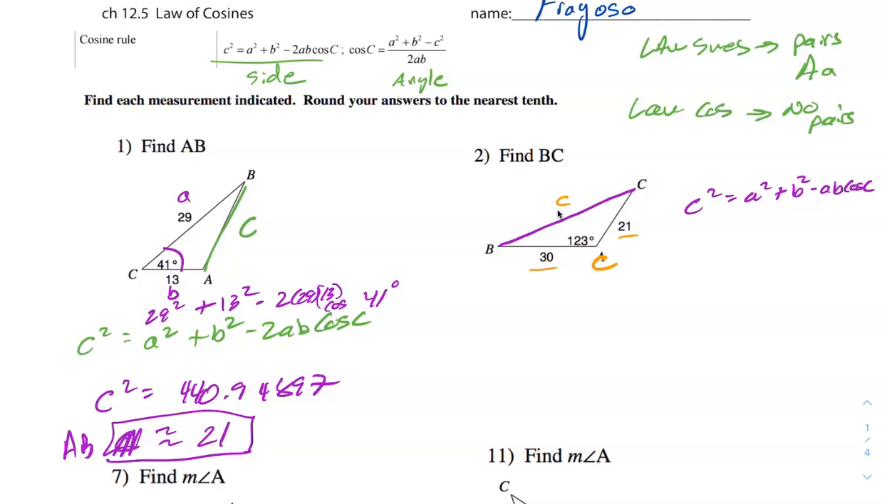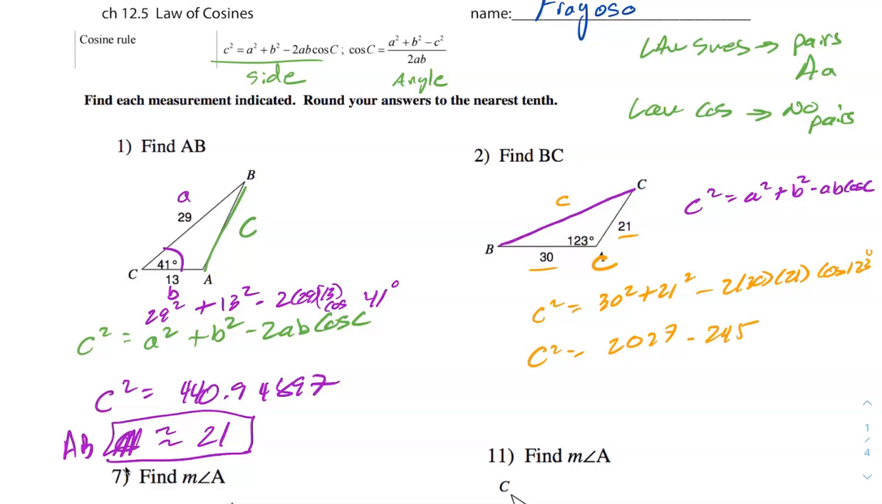So it's going to be C squared equals 30 squared plus 21 squared minus 2 times 30 times 21 times cosine of 123. Right? And when you got one formula that's given, just make use of it. Whatever you're looking for is your C. So in this case, I'm looking for this. That's my C. It's the side opposite.